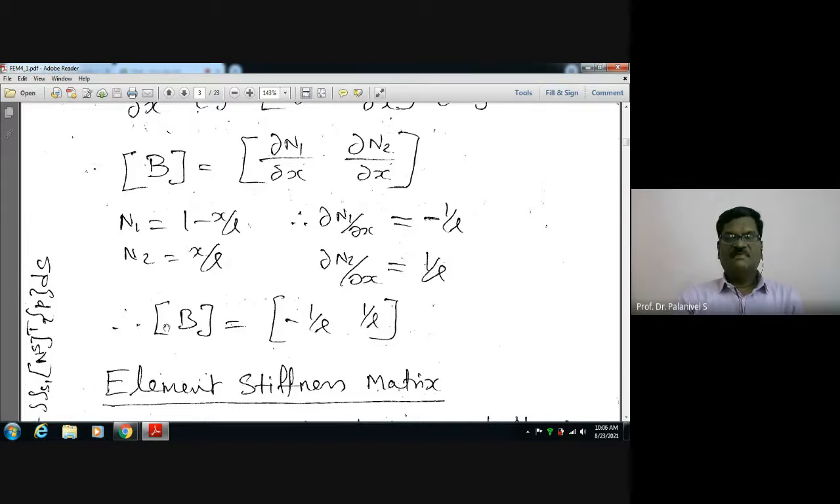So we have taken a very simple problem, a one-dimensional, two-nodal line element, and I told you how to obtain that strain displacement matrix. It's nothing but the derivative of the shape function. Now we are going to see how to develop or derive the element stiffness matrix.